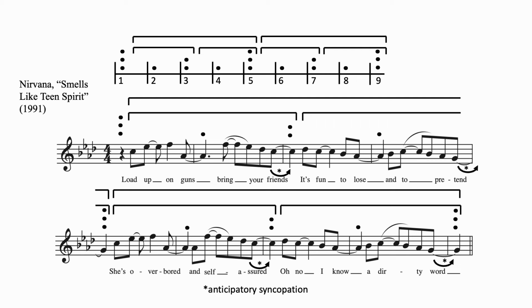While the final syllable of each group may seem to fall just before the bar line, it is understood to belong on the following downbeat. This is what we call anticipatory syncopation. End-strong patterns have quite a different feeling from beginning-strong patterns. Each group feels like it's moving toward its strong point rather than moving away from it.